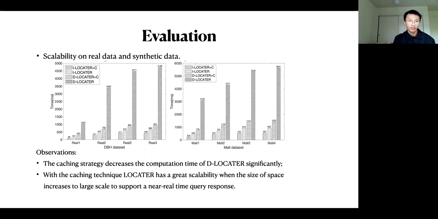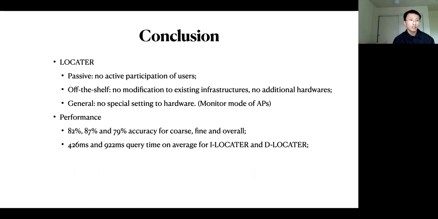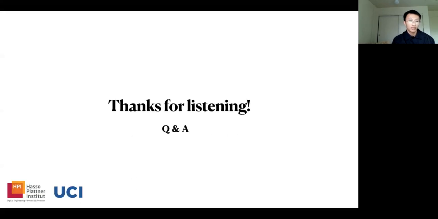Okay. So basically the conclusion is locator is passive. It doesn't require any new software and it's also off the shelf. No modification to existing infrastructures and no new hardware. It's also general, with no special settings for the hardware. For performance, for the coarse, fine, and overall, it can achieve about 82, 83, and around 80 percent accuracy, and half a second to 1 second query time on average for iLocator and dLocator. So thanks, this is done. Any questions?